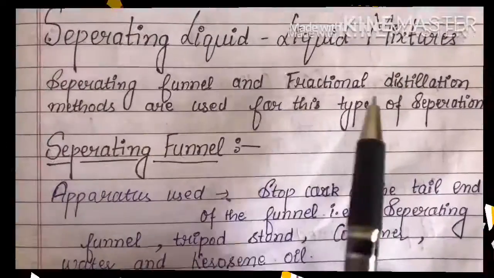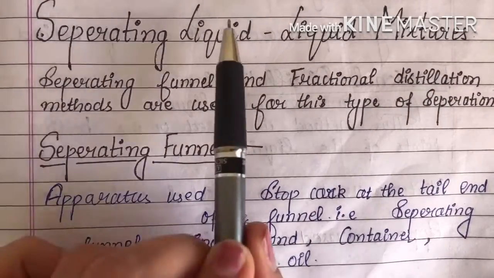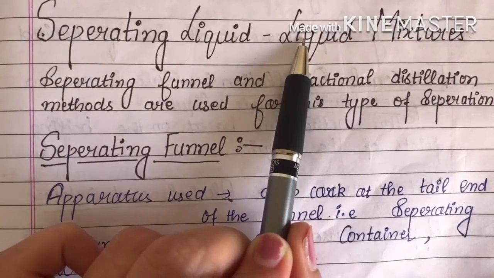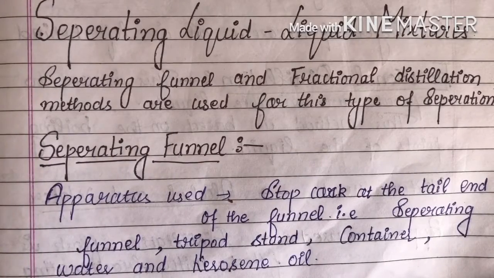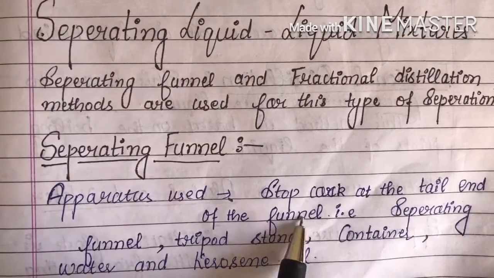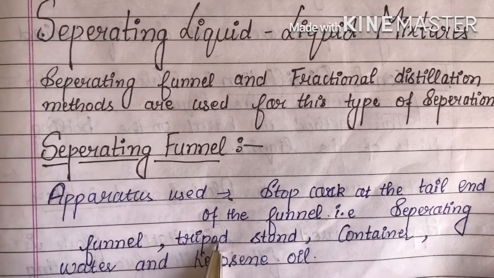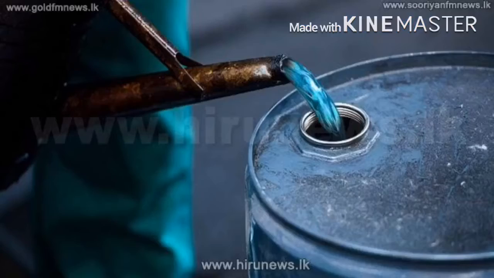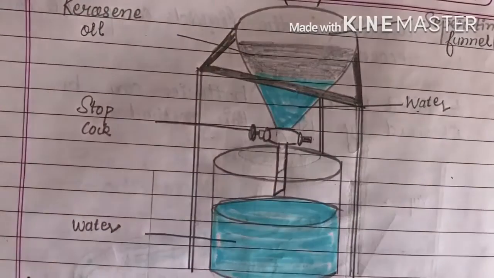Separating funnel and fractional distillation are the two methods. These methods are used for separating the liquid mixtures. So first is the separating funnel. The apparatus used for the separating funnel is a funnel having a stopcock at the tail end, that is also called a separating funnel, a tripod stand, a container, water and kerosene oil. So this is the apparatus for separating funnel.